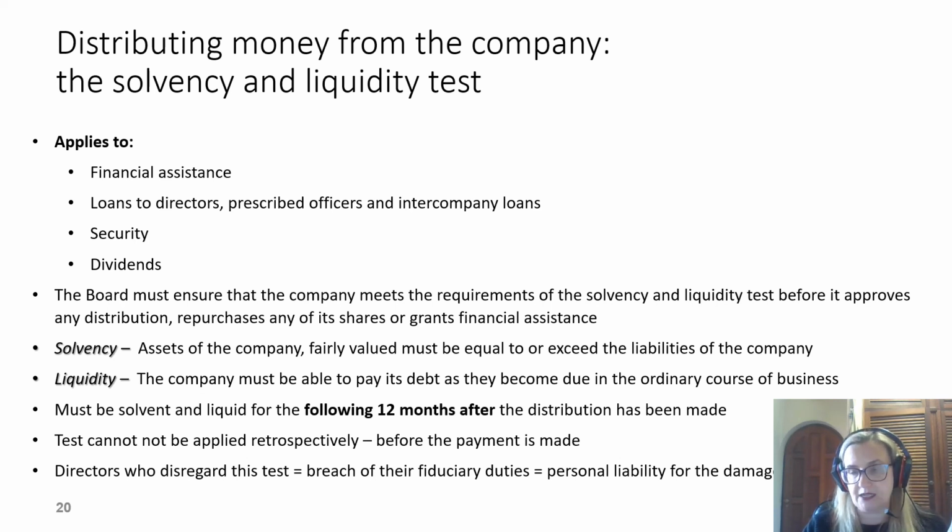This is the trick. This test must be applied before those assets leave the company. If the board fails to apply this test, there will be a breach of their fiduciary duties, and that means that they can incur personal liability for the damages that the company suffers as a result of those assets leaving the company. So that is my little quick reference guide to corporate governance.